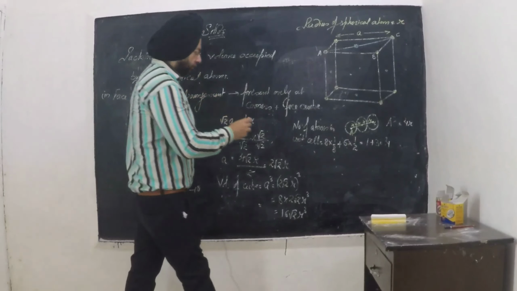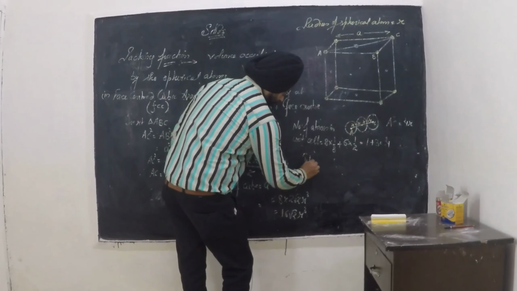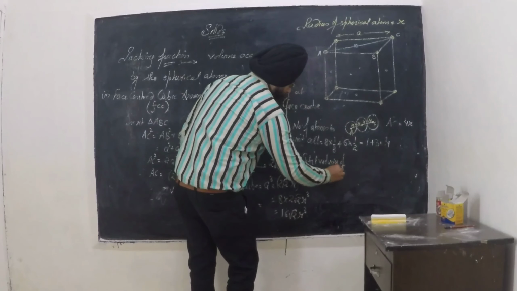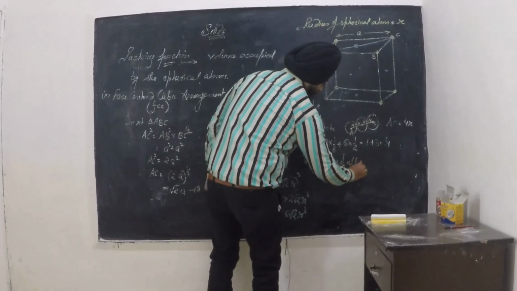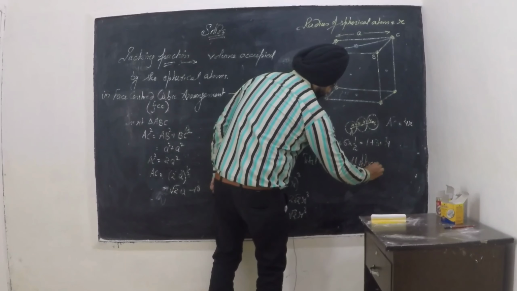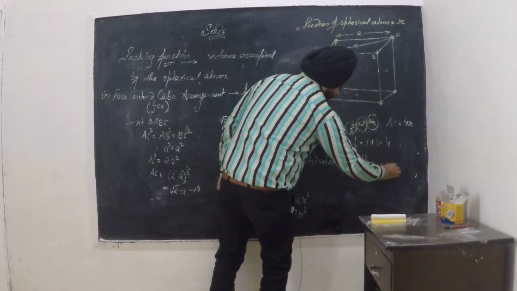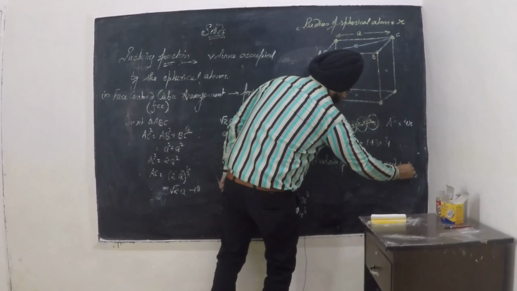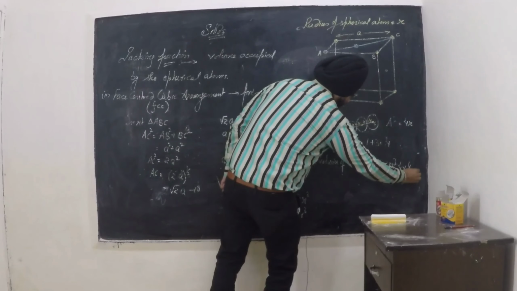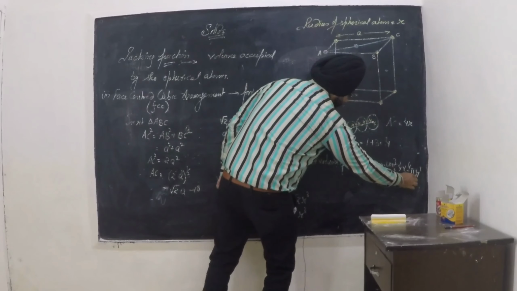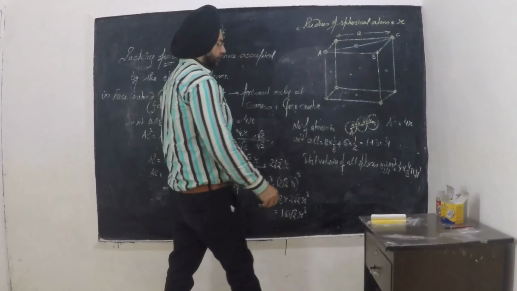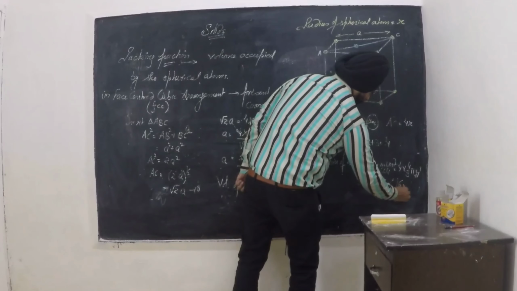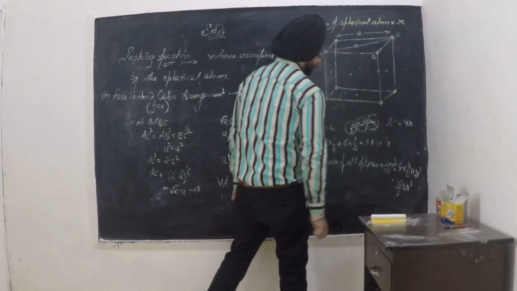As you know, the volume of one sphere is 4 by 3 pi r cube. So the total volume of all the spheres in the unit cell: simply multiply the volume of one sphere with the number of atoms, that is 4. 4 into 4 by 3 pi r cube, so you are getting 16 by 3 pi r cube. Okay.